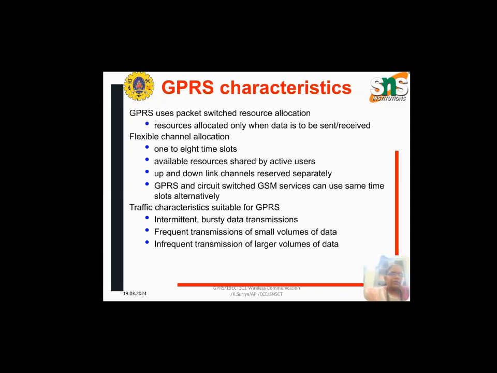When you consider traffic characteristics which are suitable for GPRS, intermittent and bursty data transmissions are possible here. Frequent transmissions of small volumes of data are done, and infrequent transmission of larger volumes of data is done here.